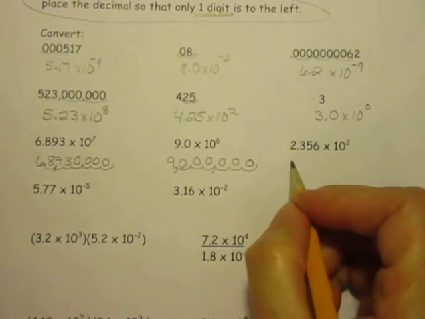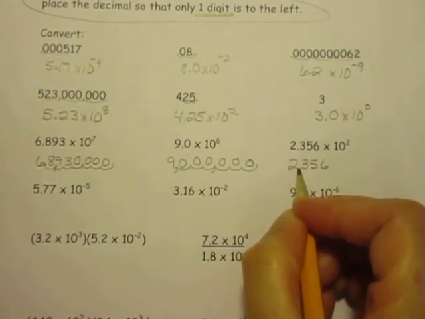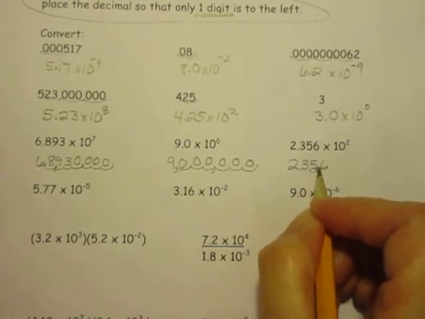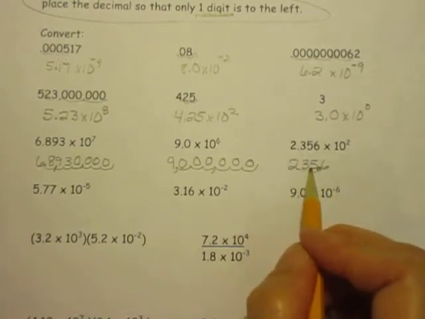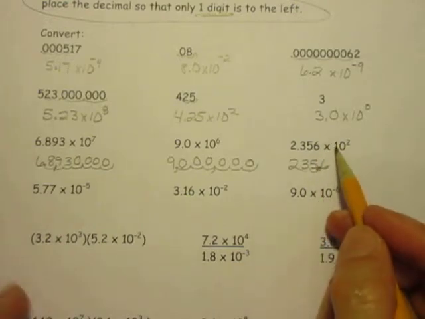So here I've got 2, 3, 5, 6. My decimal was here. I'm moving 2 places to the right. So this is equivalent to 235.6. Written both in standard form and in scientific notation.